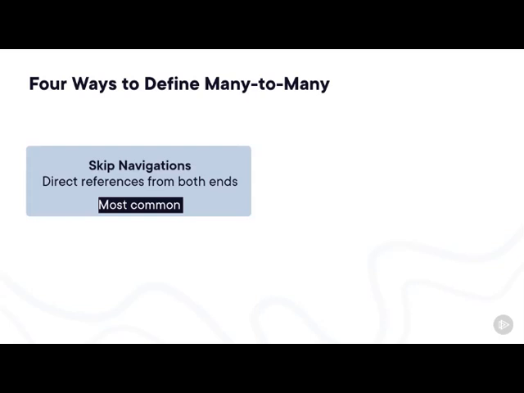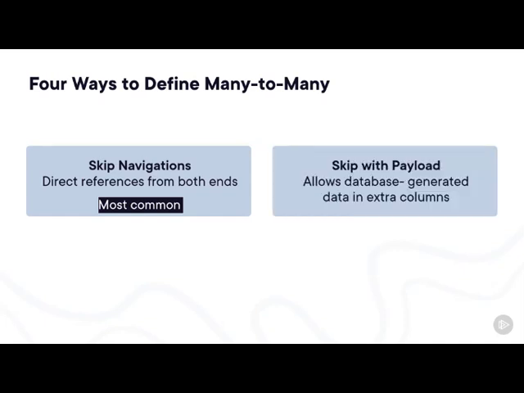In EF Core, we have 4 ways to define many-to-many relationships. The most common leverages a pattern called skip navigations. In both ends of the relationship, you need only to have a collection or list property pointing to the other end. And this gives us the most natural way to work with a relationship like this. For more complex needs, there are other ways to map many-to-many in EF Core. One of those ways adds to the skip navigation by allowing the database to keep track of additional details about the relationship. And those additional details are referred to as payloads.